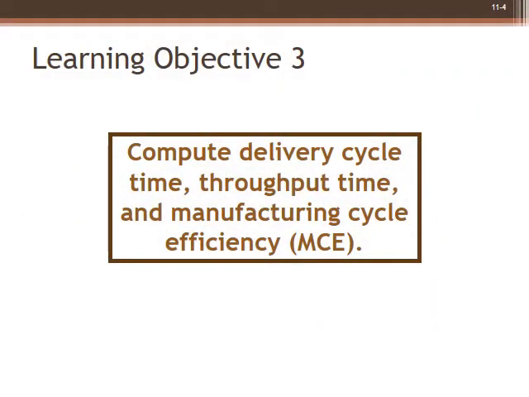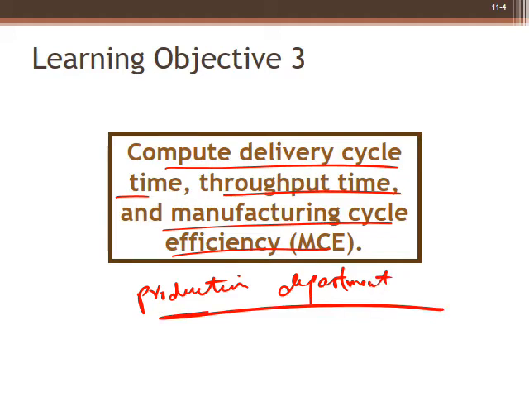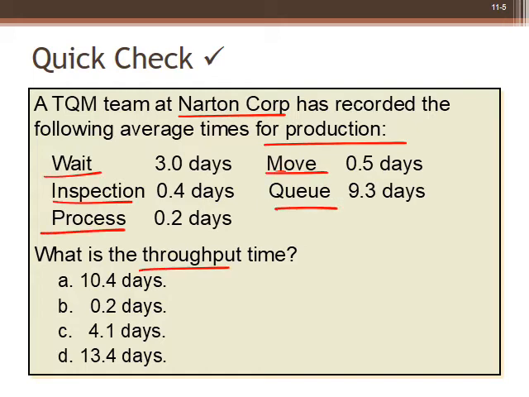Okay, let's start our learning objective 3, which is to compute delivery cycle time, throughput time, and manufacturing cycle efficiency. These are the performance evaluation measures of the production department. Let's see further. We have a quick check: a TQM team at Norton Corporation has recorded the following average times for production. We have wait time, inspection time, process time, move time, and queue time. What is throughput time? I'm going to give you 5 minutes to solve this question, and then we're going to solve it together.